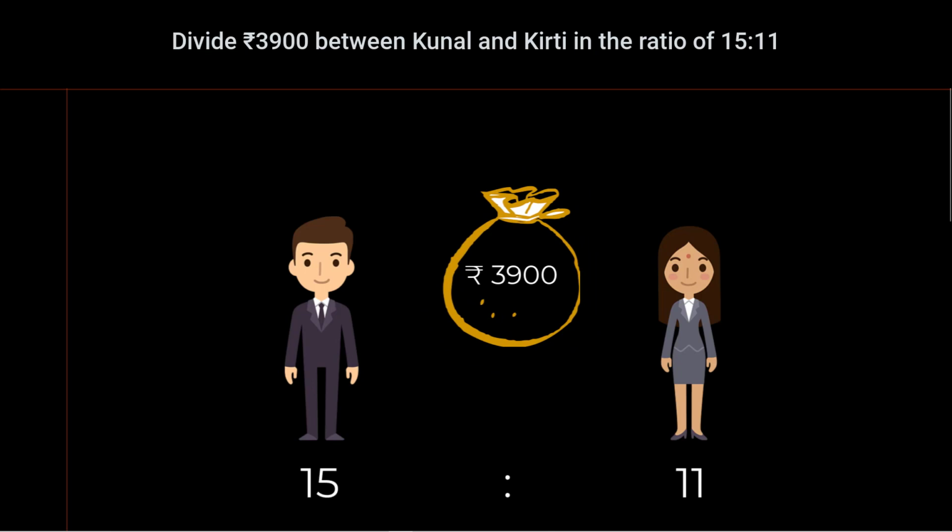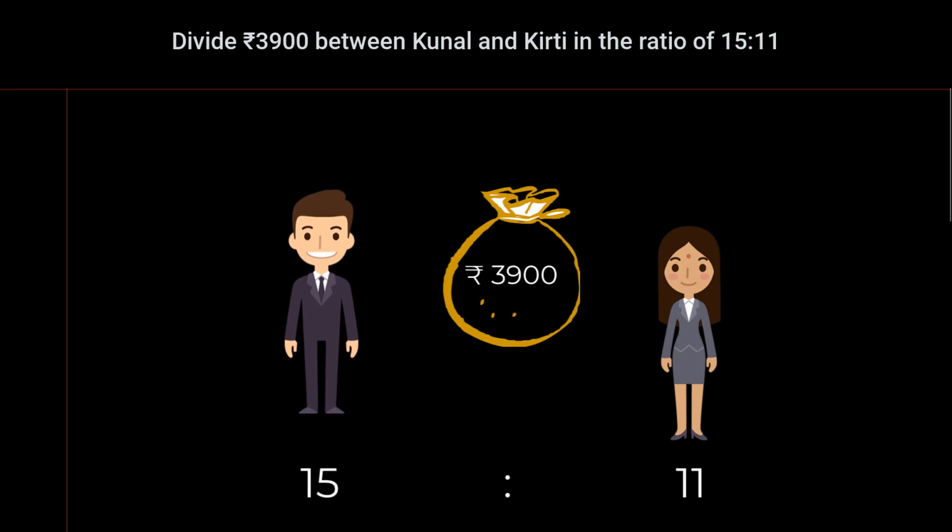15:11. By looking at the value given in the ratio, who do you think gets the higher share? Kunal, right? Because 15. And who gets the least value? It's Kirti. I'm going to show you a different method. You can use the same variable x method, or we can do it by this method. Whichever you find easier, you can use any of these methods.